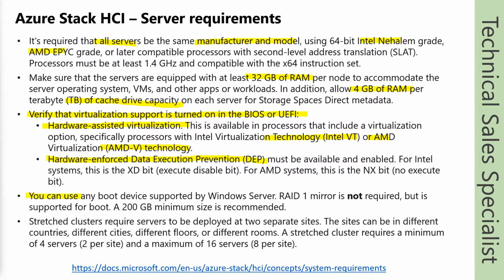We can use any boot device supported by Windows Server. It can be a RAID 1, it can be a mirror device, but it's not required to have redundancy for the operating system device, so it depends on your preference. We can start with 2 servers. If we want to build a stretch cluster, we need a minimum of 2 servers per site, so the minimum configuration is to have 4 servers in a stretch cluster. The sites can be in different countries, different cities, different floors, or different rooms. It depends on your stretching scenario.